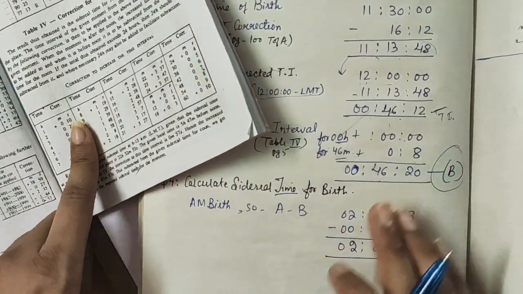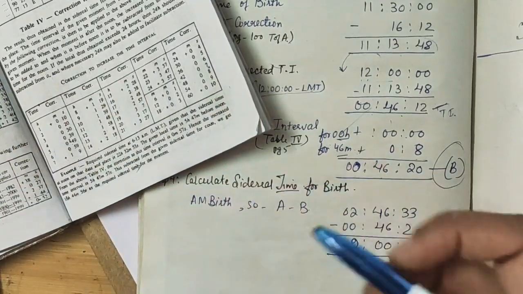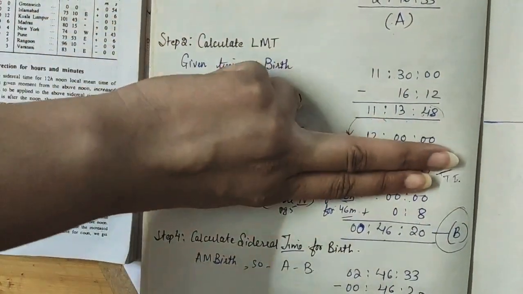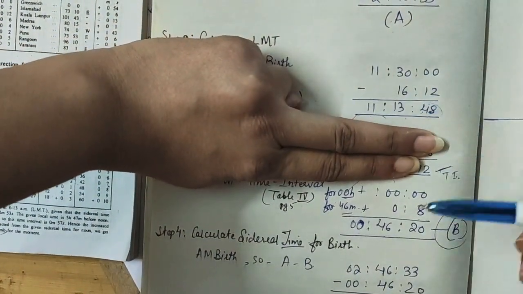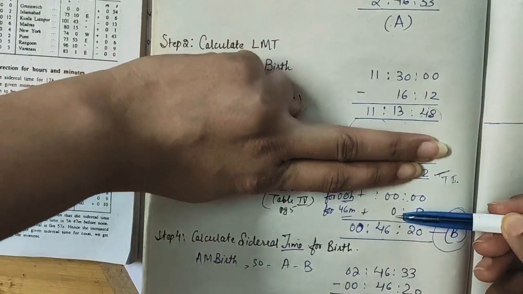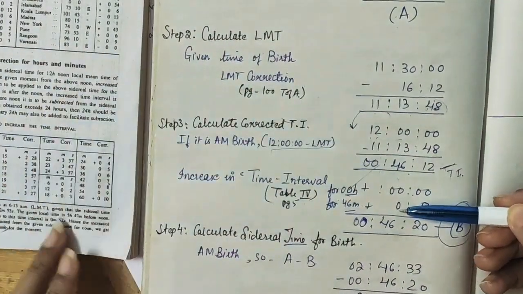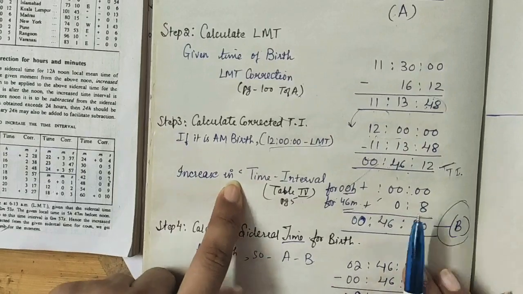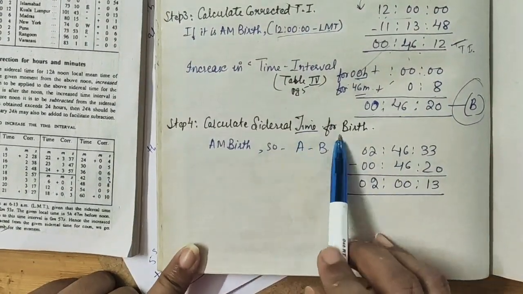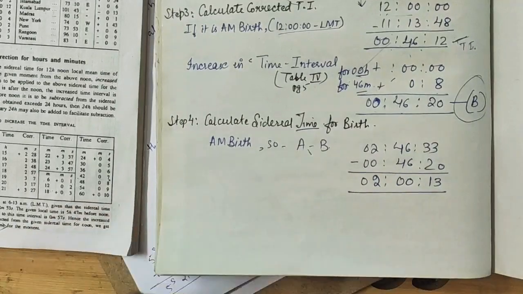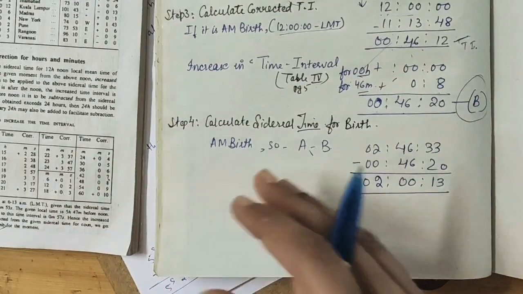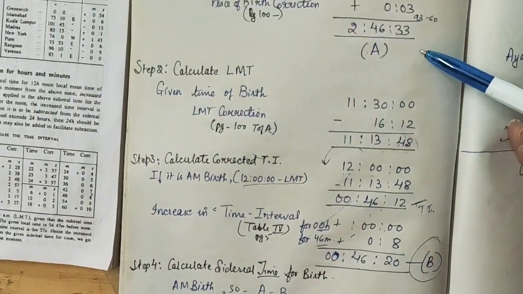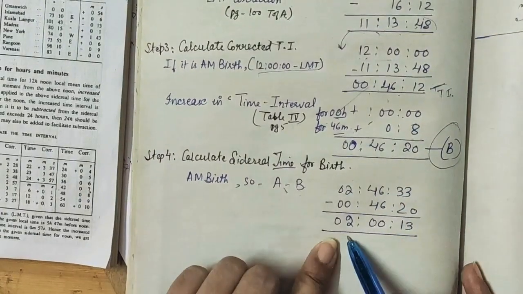What we have seen for the PM birth, we take the corrected LMT value as it is, so basically this step will be skipped. This LMT value will be taken as it is for the correction. And if it is an AM birth, then we subtract it from 12 and then operate the time interval on it. Now step 4 is the calculation of sidereal time for birth, which depends on whether it is an AM birth or PM birth. If it is PM birth, then A plus B, and if it is AM birth, then A minus B. So now the A value was there and the B value subtracted, we get this value.